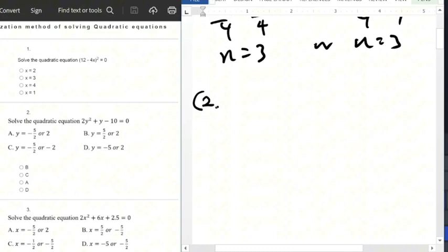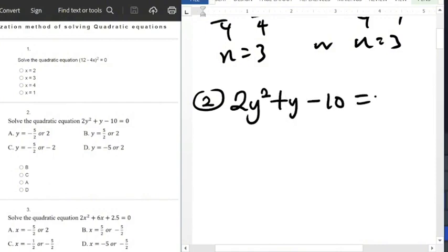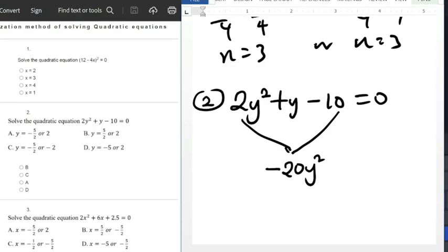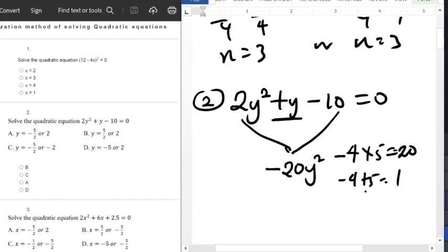For question number 2 now, solve the quadratic equation 2y squared plus y minus 10 equals 0. So we want to solve this using our factorization method. We multiply 2 by minus 10, and that's going to be minus 20y squared. So what are the two numbers you multiply together that will give you minus 20, and when you add them together, you get plus 1 here? That is 4 times 5. 4 times 5 will give us 20, but we have minus 20, so one of these will be minus. If we put 4 to be minus, then minus 4 plus 5 will give us 1.